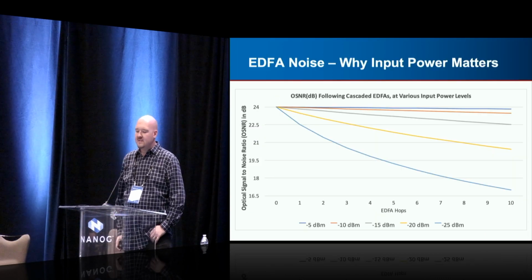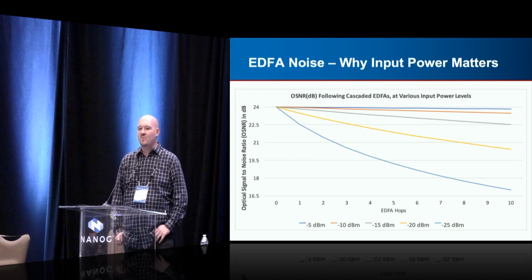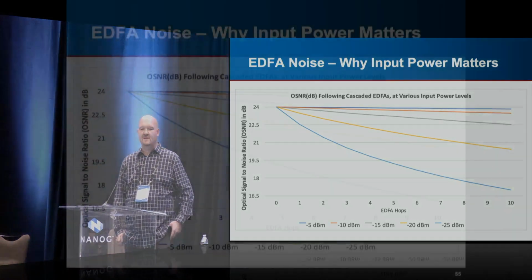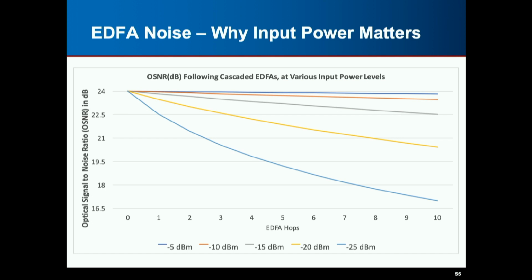So this diagram, what I'm trying to show is one of the things that people don't understand: the input power directly relates to how well your output power will be. So in this example, if I were to let the signal go 5 dB before I amplify it, so that's this top blue line. If I was to let the signal go 5 dB, amplify it, and then go 5 dB again, and then amplify it, and then 5 dB again, and amplify it, and I did that 10 hops, I would finish those 10 hops almost the exact same OSNR. So if I started with a 24 dB OSNR, I'd be at like 23.9.